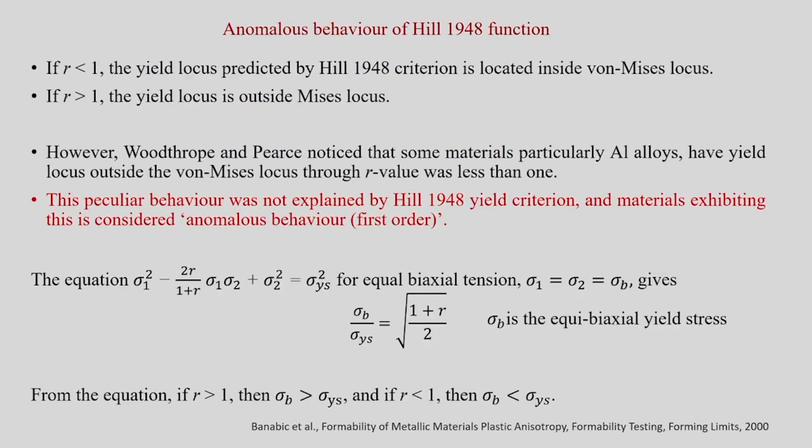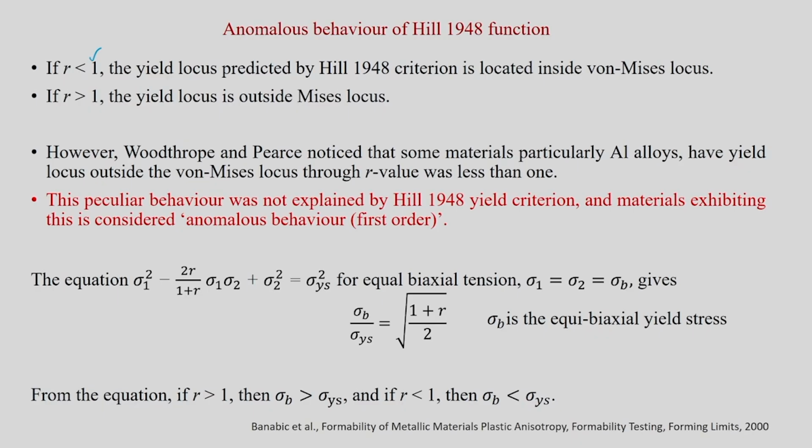So now there are important things in the Hill 1948 yield function. What are they? Anomalous behavior. What is that? If R is less than 1, in general, using the Hill 1948 yield function, you will see that the yield locus predicted by the Hill 1948 yield criterion is located inside the von Mises locus.